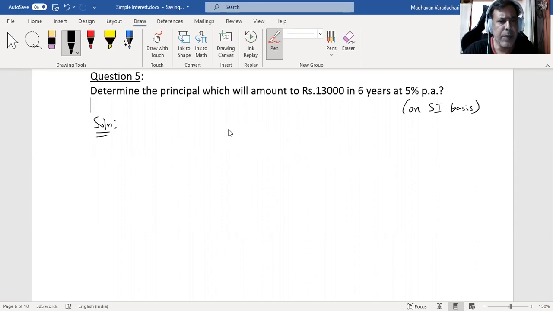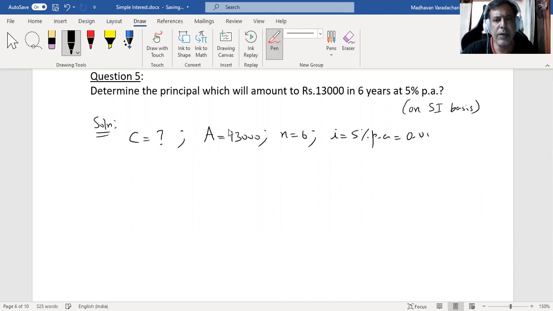Determine the principal. That means we are supposed to find what is C, which will amount to, is given to be 13,000 in 6 years. So N is given as 6. Rate of interest is given as 5% per annum, which is 0.05. So now we know the amount formula is A equals C times (1 plus Ni).